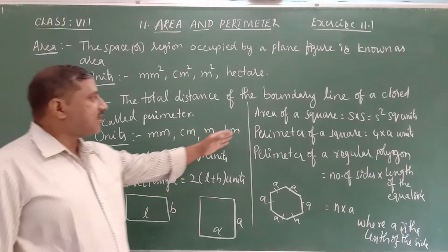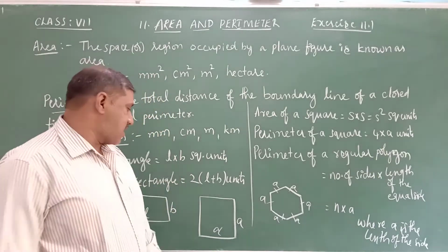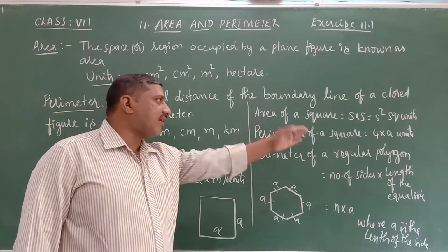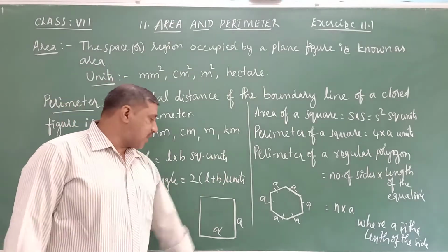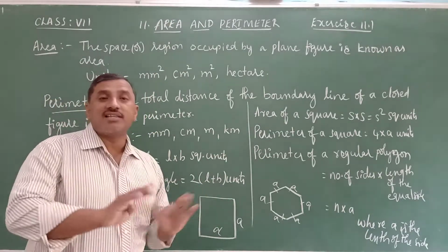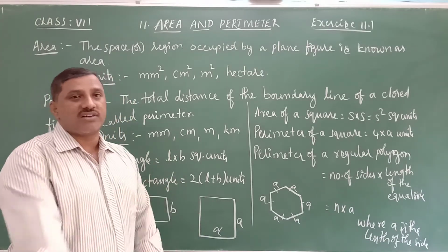Now, what about a square? Area of a square is side into side, that is A into A. I wrote S into S, no problem, we can write A into A. In a square, all the sides are equal, that is length is equal to breadth and breadth is equal to length.